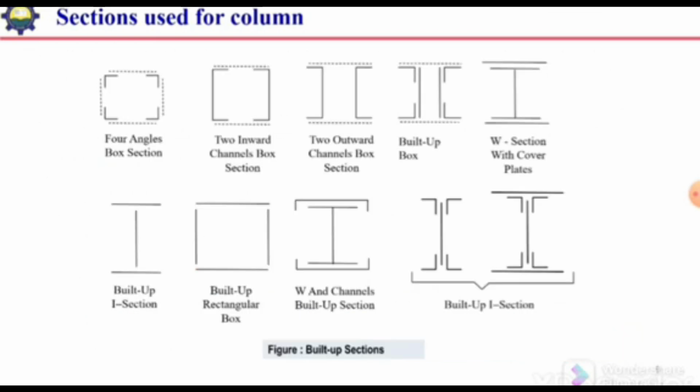We can make a box section by using angles. We can make a box section using channel sections. So channel sections can be combined in this way. We can combine plates as well as angle sections to make an I section or W section. Here is a W section with cover plates. We have cover plates to strengthen the flanges. So different possibilities are there to make the built-up section.